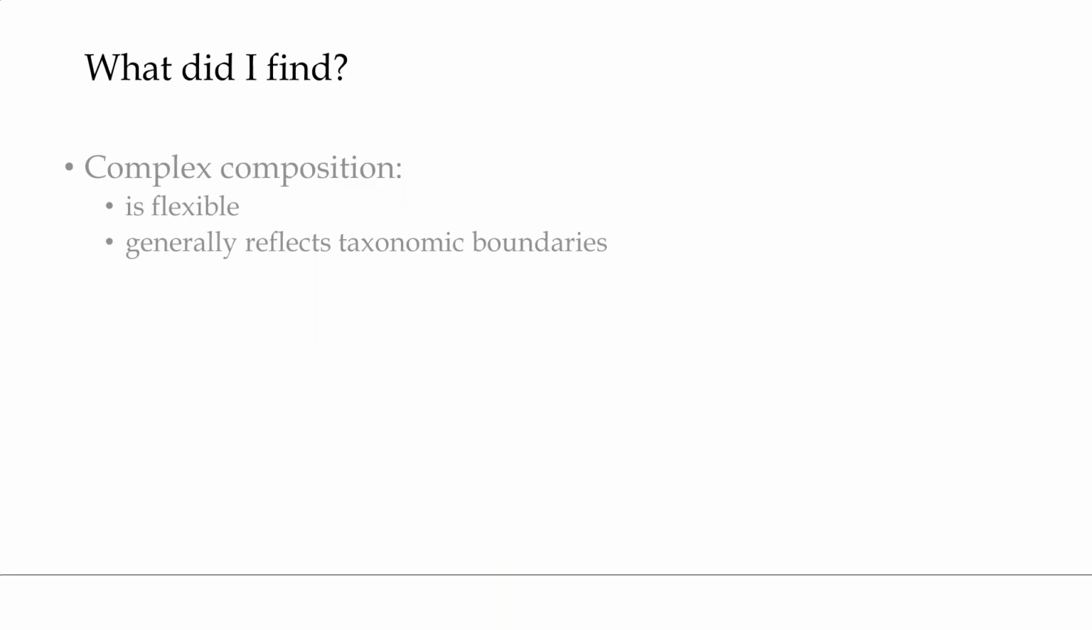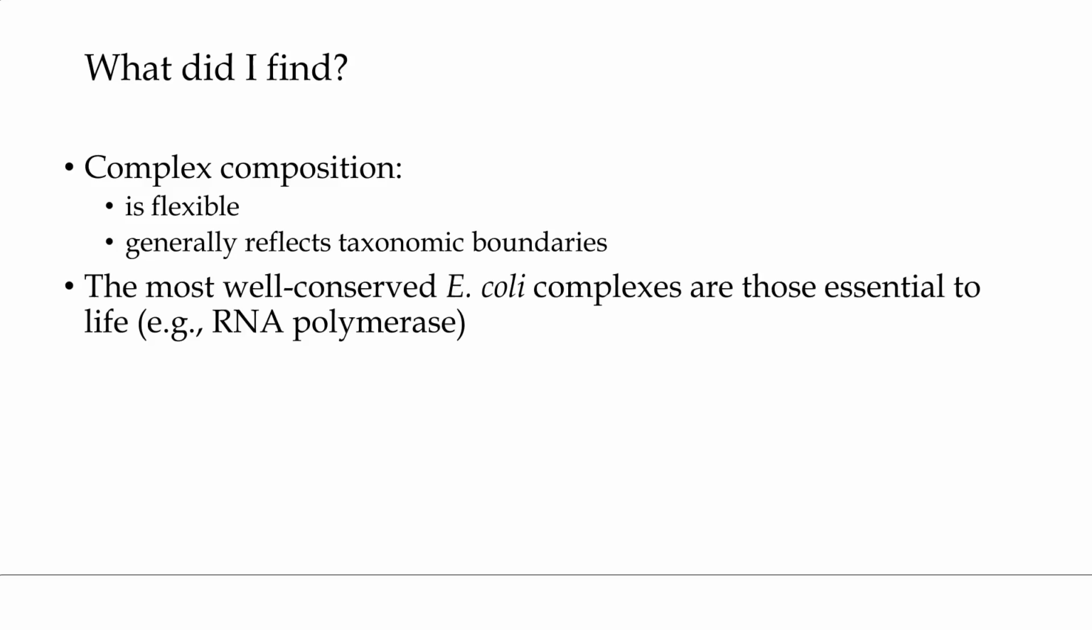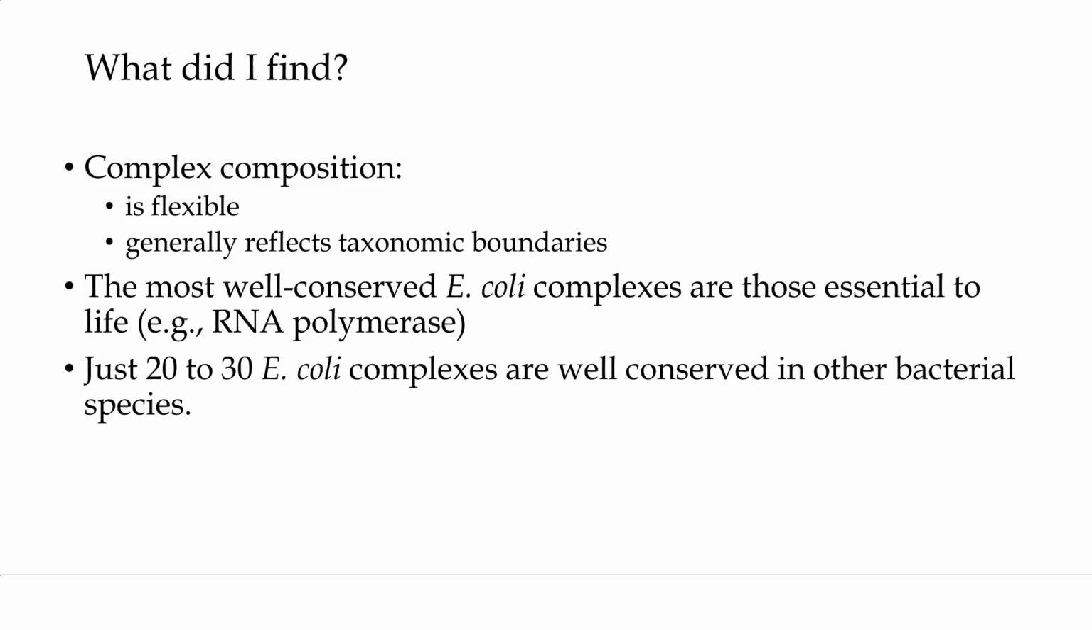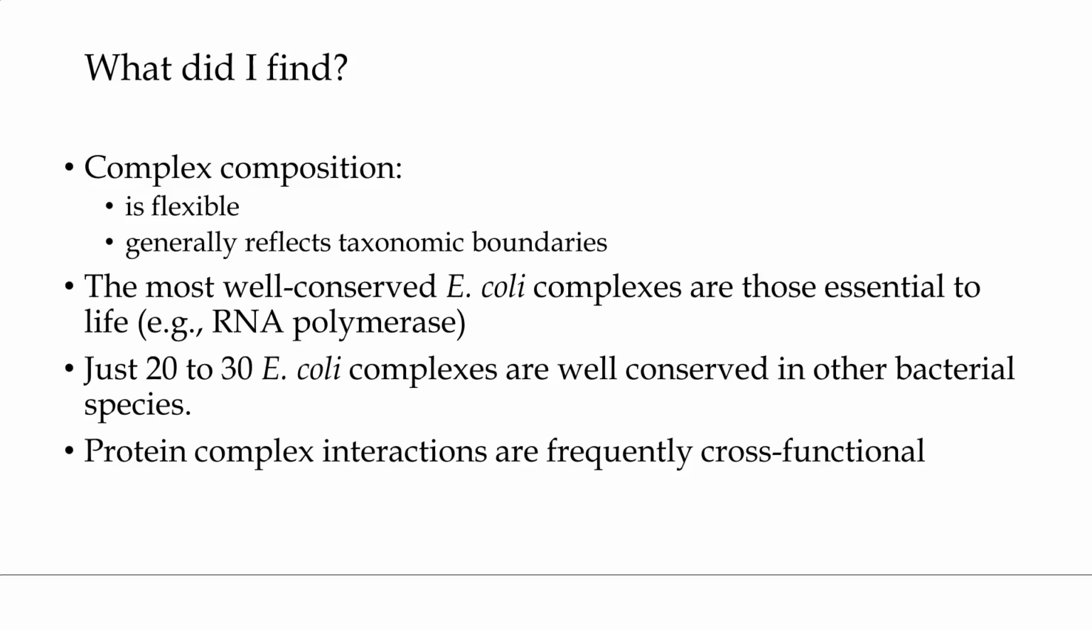So overall, I found that complex conservation is quite flexible, but does generally reflect taxonomic boundaries. In some cases, we already use things like ribosomal RNA as an indicator of taxonomy, so it makes sense in many cases to use these protein complexes as additional taxonomic indicators. Now, of course, we've seen the most well-conserved E. coli complexes are those essential to life, things like RNA polymerase, and there is that set of about 20 proteins that are very well-conserved, but that's just a fraction of the overall number of E. coli complexes that we can use as models. We also notice that they are frequently cross-functional.